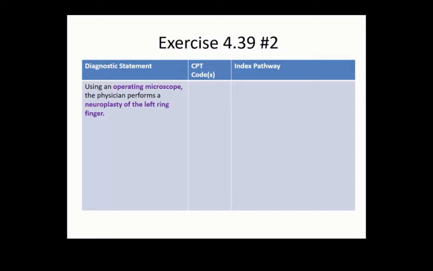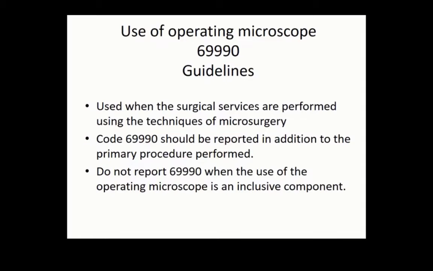The first one is using an operating microscope. The physician performs a neuroplasty of the left ring finger. So what should come to your mind? Operating microscope, it has its own entry in the index. A neuroplasty is the procedure. And when you're looking at the digits, the fingers, remember that there are modifiers on the inside of the front cover to identify individual fingers.